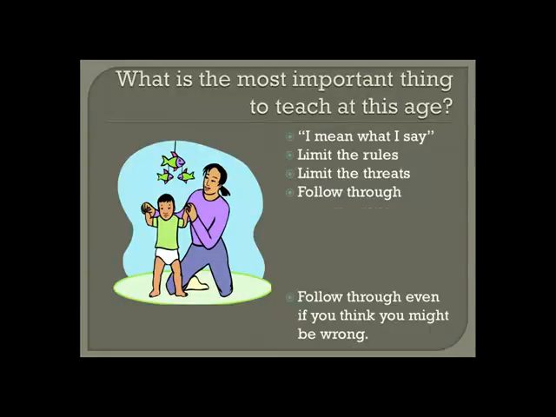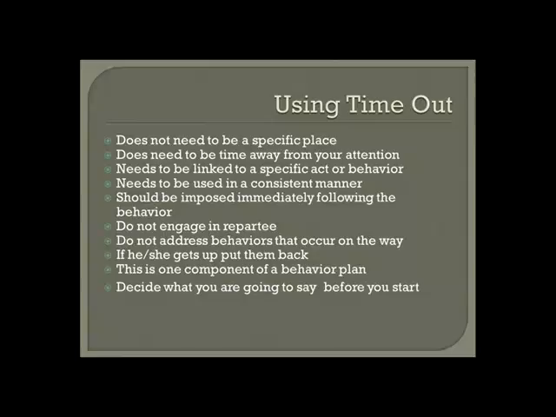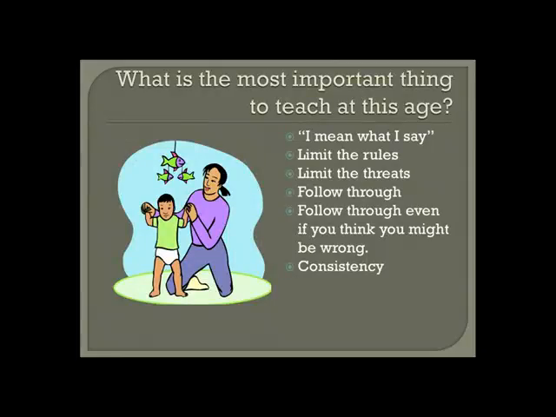So when we look at our younger kids, the most important thing to think about for the 3-year-olds and the younger kids, elementary school age, but even younger for sure, is that I mean what I say. We have limited rules, limited threats. We follow through every time, and this is the worst thing, I think, and the hardest thing for being a parent, is that we follow through even when you think you might be wrong.